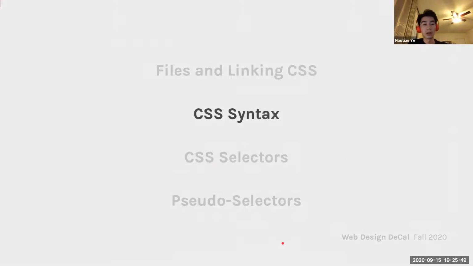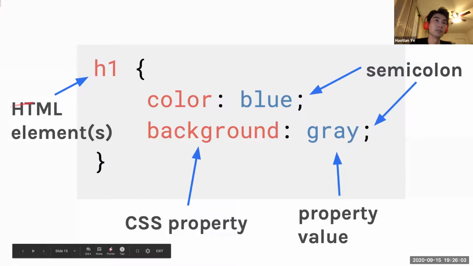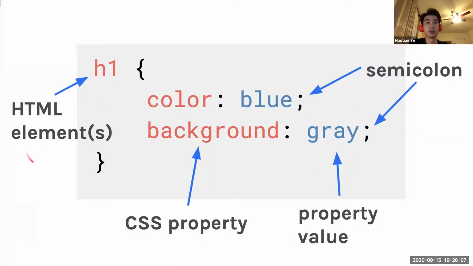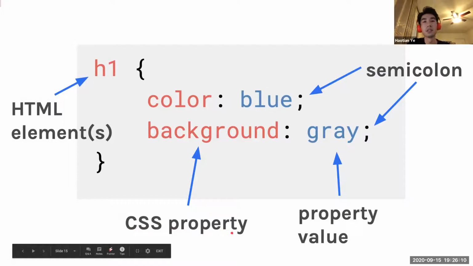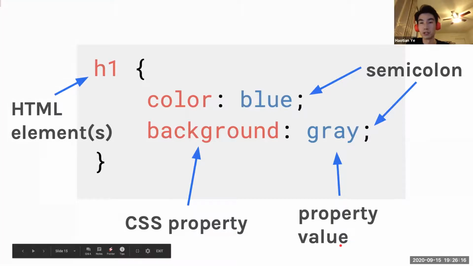Cool. So now we know how to link CSS, but what does CSS look like? This is a generic CSS selector. We have a couple of components that comprise a CSS selector. The first is an HTML element, which shows which element we want to change. Within it, we have a CSS property, which means what aspect of the element we're going to change, and then a property value, which is what we're going to change that property to.